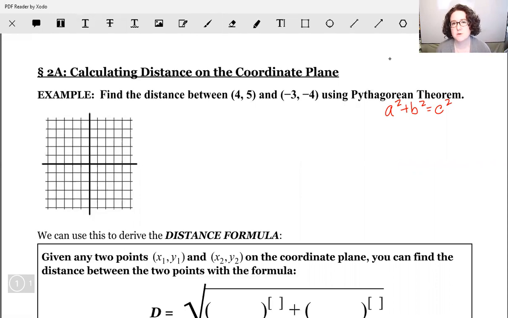So let's draw this out on the graph. Our first point is going to be 4, 5. Again, count over 4 to the right, up 5 units. So there's our first point, and our second point is at -3, -4. So -3, again, from the origin, left 3, down 4. We're looking for the distance between these 2 points.